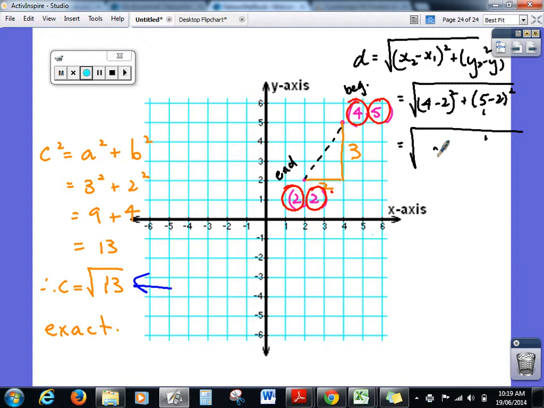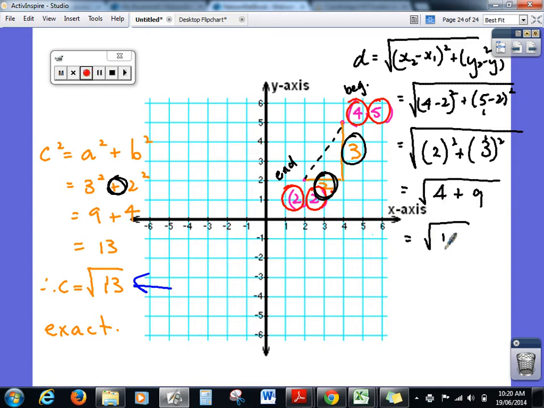4 minus 2 is 2 squared. Now this is where you get this side here. 5 minus 2 is 3 squared. And don't forget it's a plus in the centre because Pythagoras' theorem says it's plus, not a minus. And that gives you the second side over here. So that becomes the square root of 4 plus 9, which is root 13. So that's how the formula works. It simply is Pythagoras' theorem.